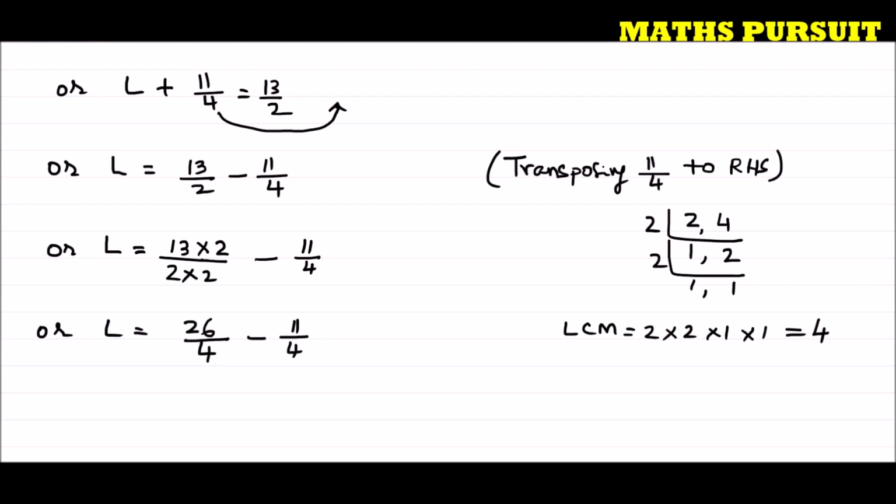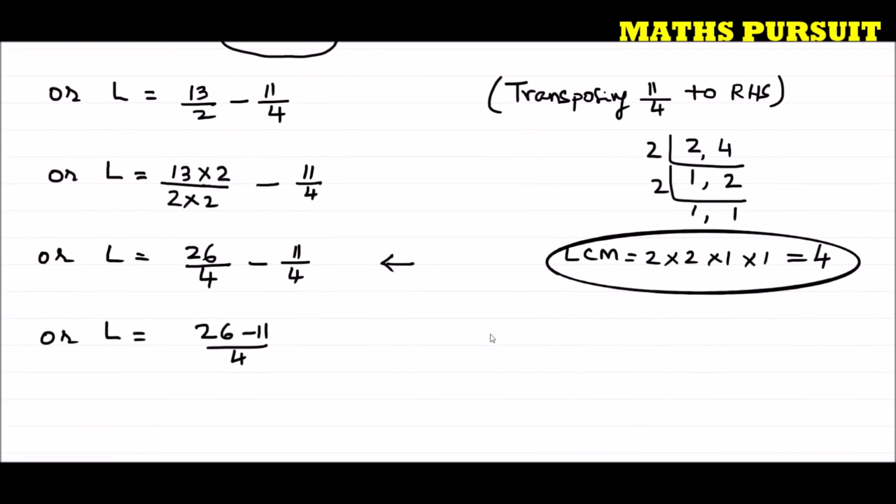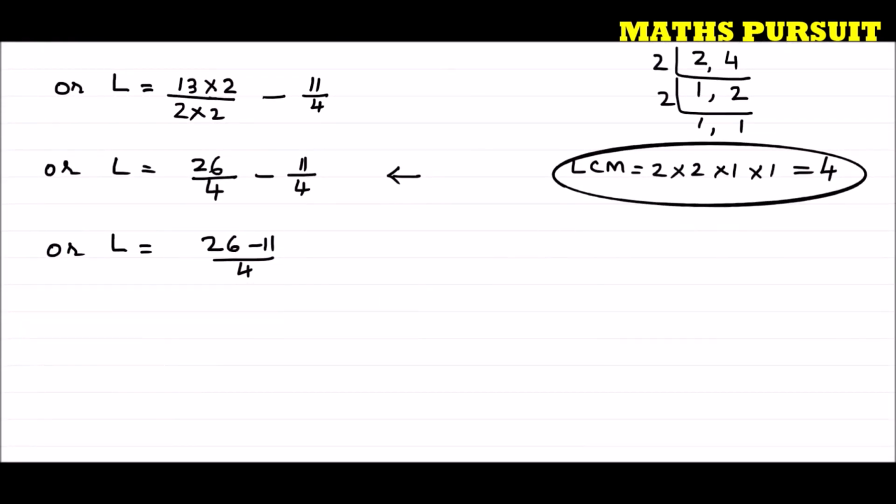So guys, with the help of the LCM that we got, we made the denominator 4 in this particular step. Hope guys I am very clear here, so that it would be easy for us to solve the equation. Or I can write L is equal to 26 minus 11 upon 4. What I got? L is nothing but length. We got L is equal to 26 minus 11 upon 4. Or L is equal to 26 minus 11, which is nothing but 15 upon 4. So we got L is equal to 15 upon 4.